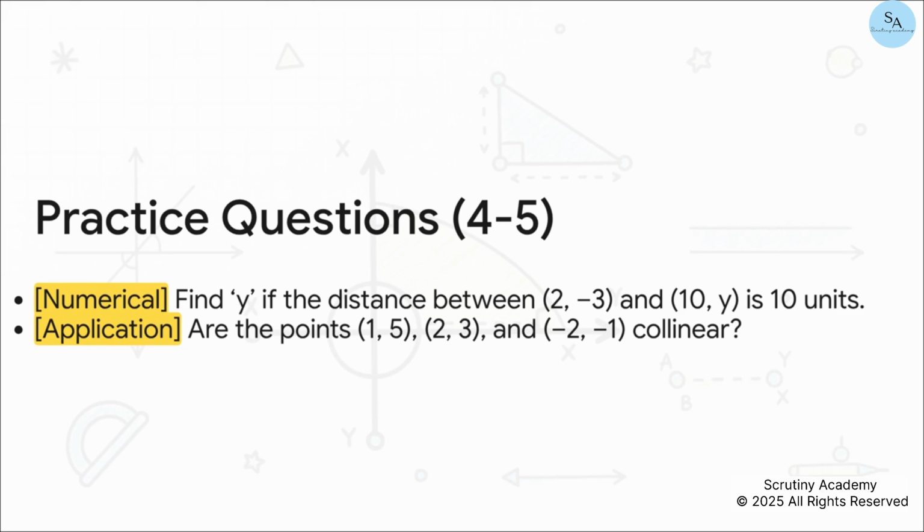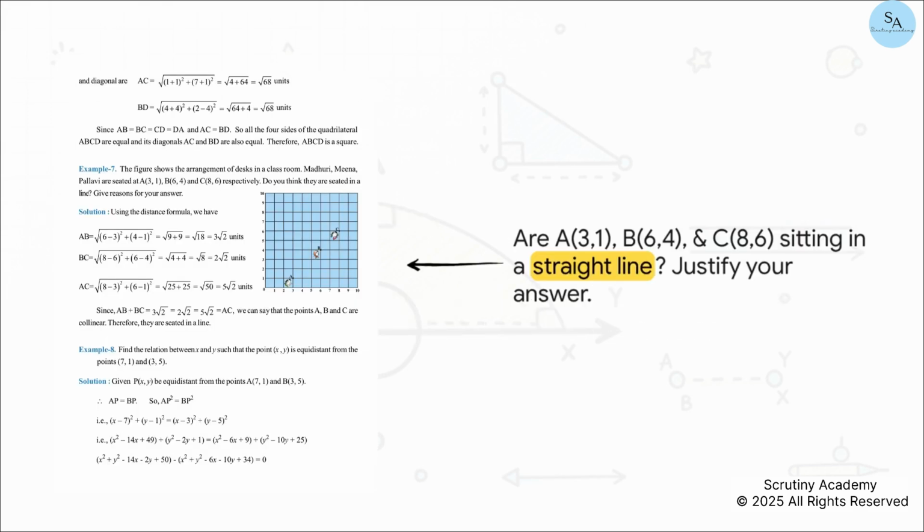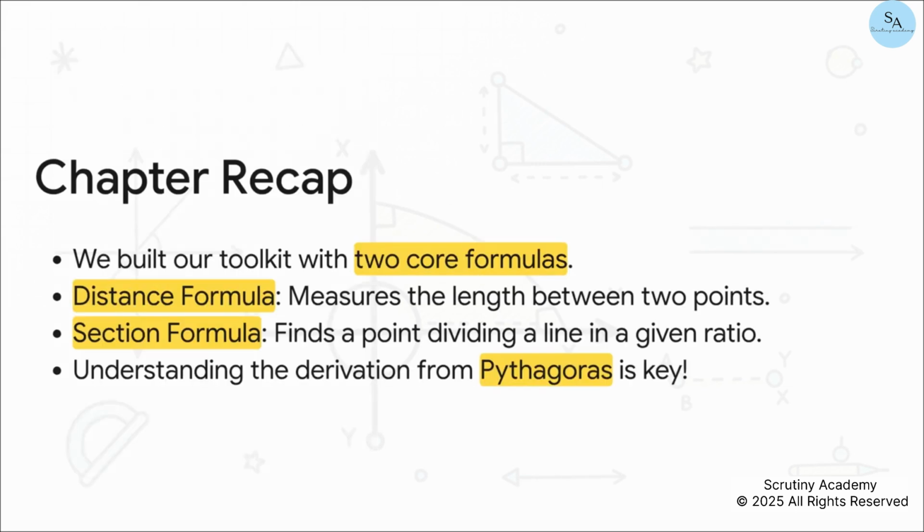Here's a hint. If A, B, and C are on a line, what's the relationship between the lengths AB, BC, and AC? And for our last one, a real-world scenario that uses the exact same logic as question 5. Look at this classroom. We've got students at A, B, and C. Are they sitting in a perfectly straight line? You can't just guess. You have to justify your answer with calculations. Show your work.